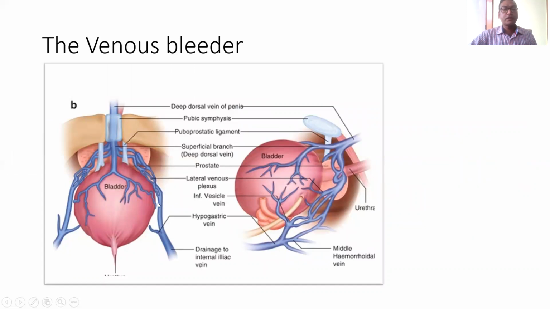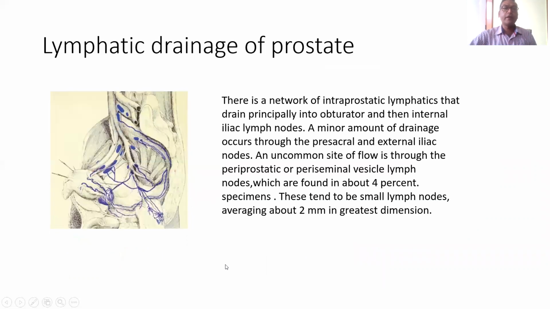Venous bleeders, if we're inside the capsule of the prostate, we will not encounter them. Or if there's a deep cut, of course, there can be a significant and a troublesome venous bleeding. This is the deep dorsal vein of the penis, divides into the superficial branch. This is the deep dorsal branch here. And these are the lateral venous plexus. They all drain into the hypogastric vein and finally to the internal iliac vein.